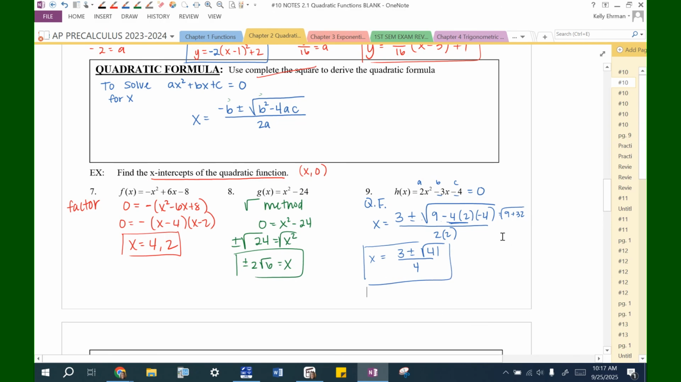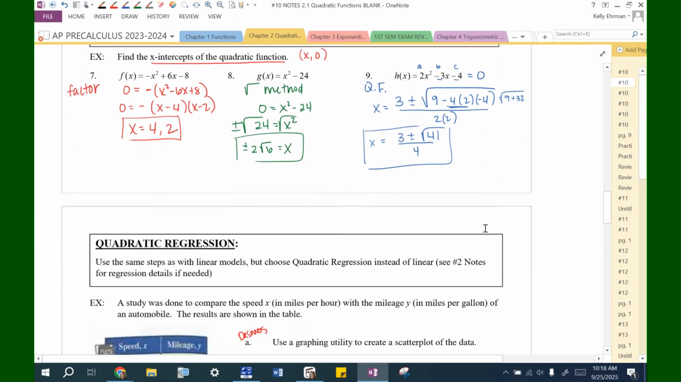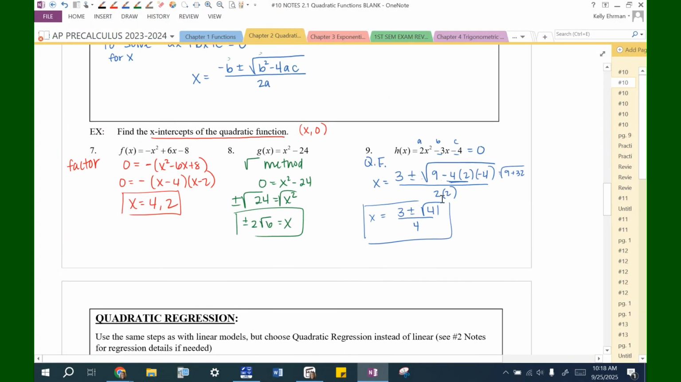All right, that finishes up our day of quadratics. We will work more with these quadratic applications and regression and all of that. Please come into office hours if you need help with any of this.